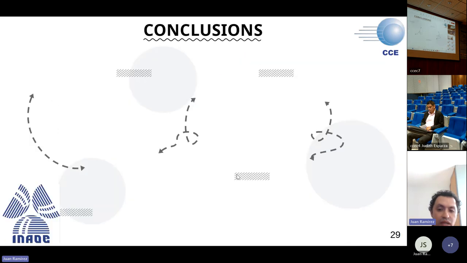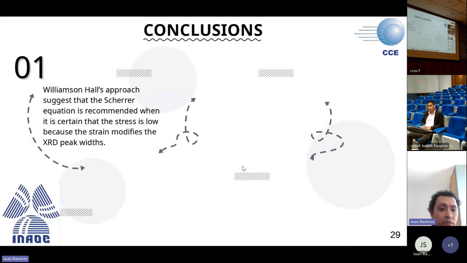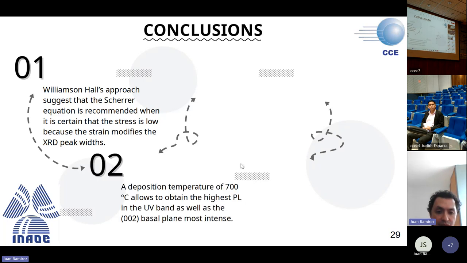So the conclusion of this work is, the first conclusion is that the Williamson-Hall approach suggests that the Scherrer equation is recommended when it is certain that the stress is low, because the strain modifies the X-ray diffraction peak width.